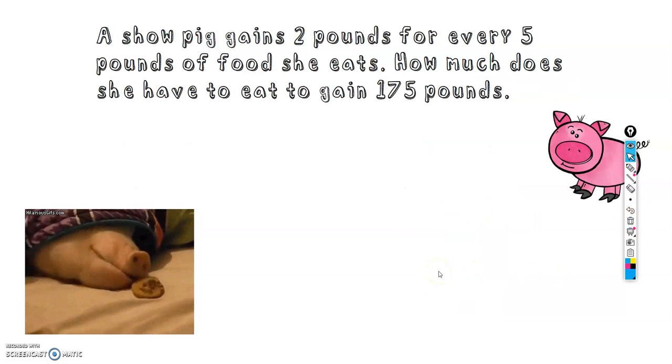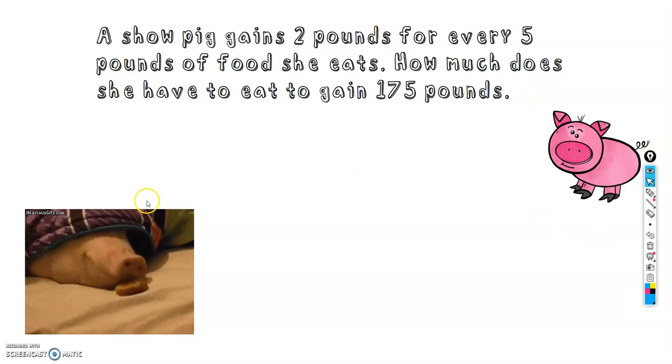Okay, so of course we have our word problems. A show pig gains 2 pounds for every 5 pounds of food she eats. I need to make sure that whatever units I start with on the top, I keep on the top, and my other units on the bottom stay the same. So our labels are going to be really important. We're gaining 2 pounds for every 5 pounds of food. So maybe I will write my food on the bottom. Food.